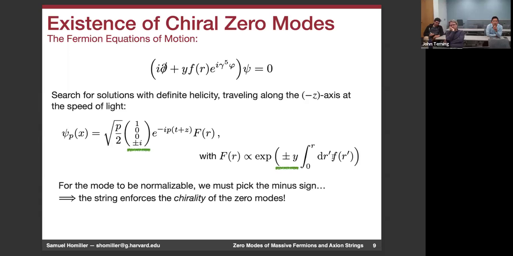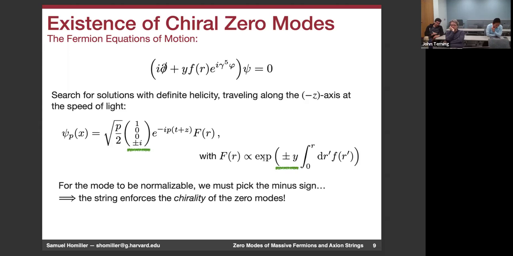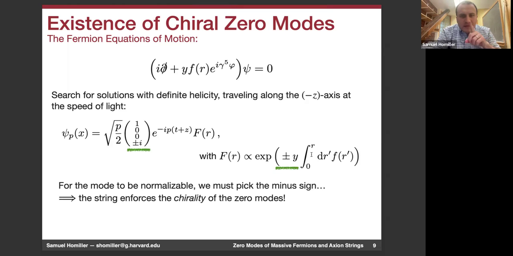So at the location of the string, the axion field actually has value 0 because small f is 0 at r equals 0. Well, but it's in the exponent, so it would be a 1. Oh, wait. Oh, I see. So the axion is the small phi in the exponent. I see. Okay. Sorry. The axion, yeah. Maybe I should have clarified here.